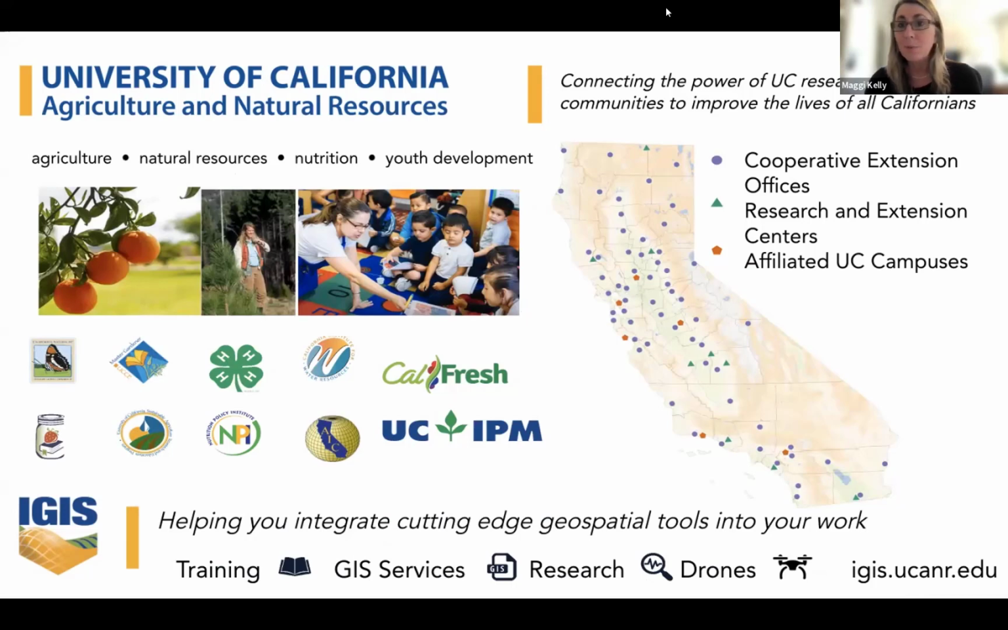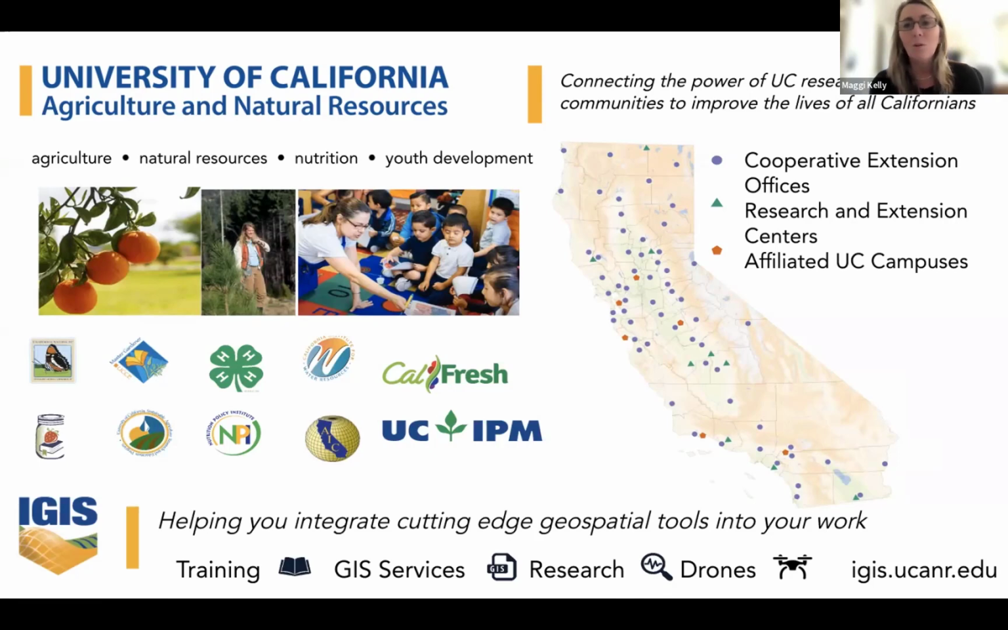So I'm going to tell you a little bit about the workshop, kind of set the stage, introduce things. But before we do any of that, I want to tell you about this organization that we are all part of. It's the University of California Division of Agriculture and Natural Resources, and that's essentially a network of folks around the state in cooperative extension offices and research and extension centers and on affiliated campuses. And all of us do applied work around agriculture, natural resources, nutrition, and youth development. And our goal, the goal of UCANR, is to connect the power of UC research to better communities.